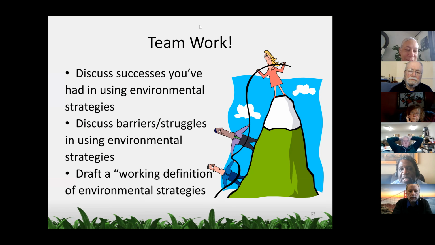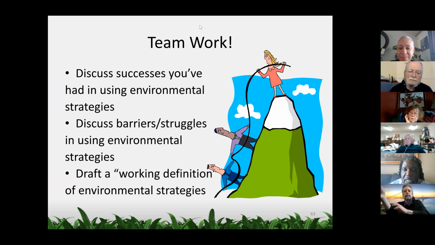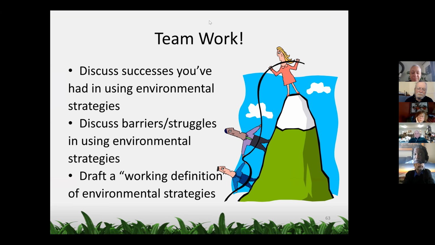Now what we want you to think about is to discuss some successes you've had using any environmental strategies, as a coalition or as individuals. We want you to not discuss it among each other, but just type some things in. Now that you know about the CAMP E model, what are some things you've had that are successes? What are things that you had as barriers? And then after this is over, we want you to go back and create a working definition for yourself of environmental strategies, because that's critical to how you move this forward.